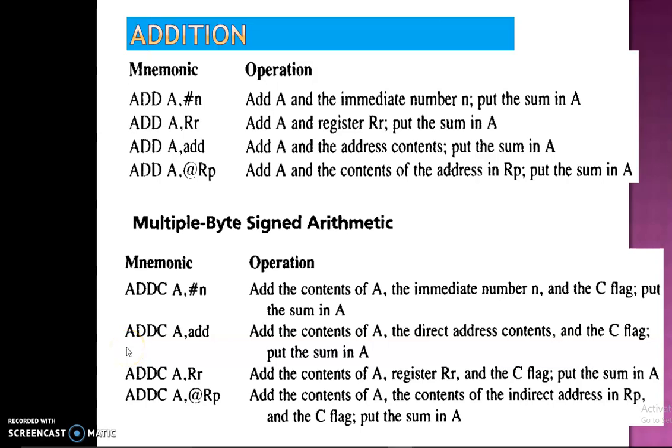Now we will see the addition operation. ADD is the opcode which is used to do the addition operation. So observe this ADD instruction. Here we have 4 different combinations. 2 operands are required with the arithmetic addition. So one of the operands must be the accumulator, and it is the destination also.